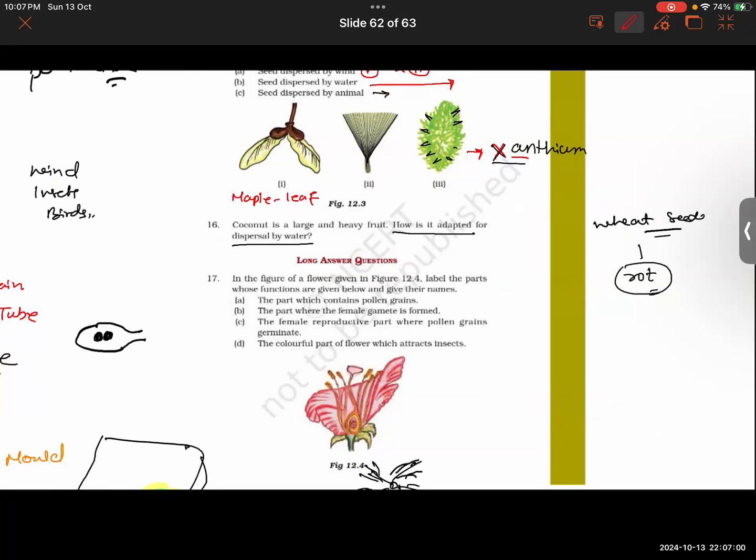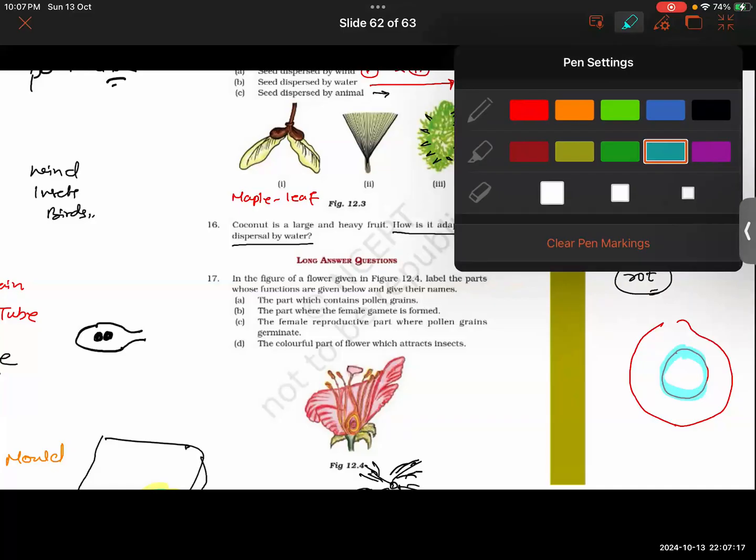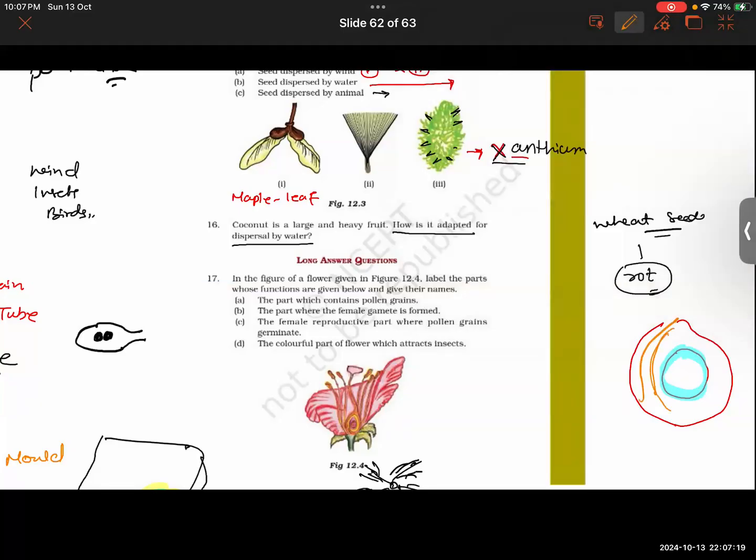When we look at the structure of the coconut, it has a thick fibrous coat around its body. First of all, if I were to cut it from the middle, like say I have cut a coconut in half, you first look at the thick fibrous coat on this. So it has a thick fibrous coat.